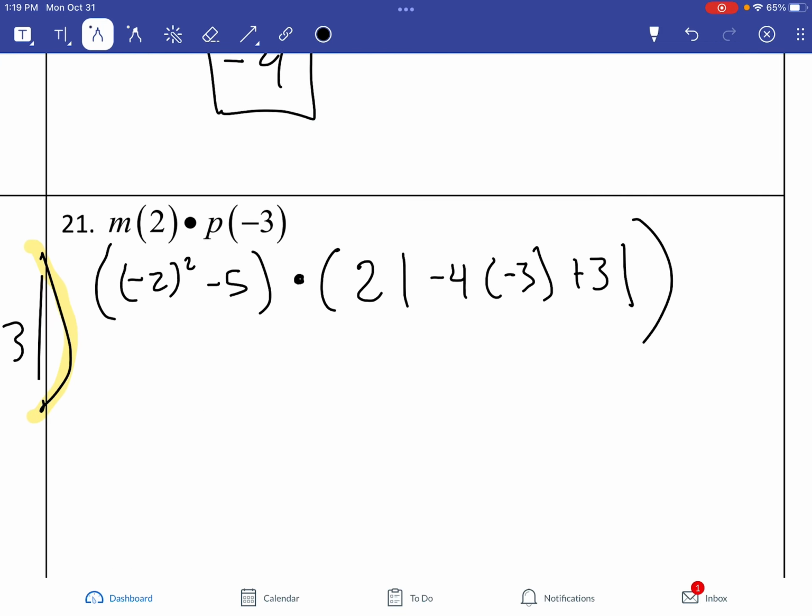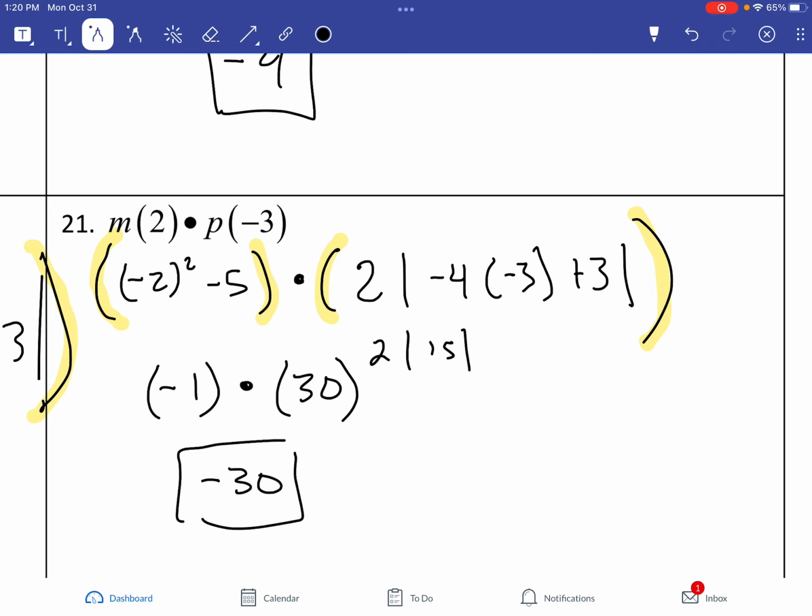So here we go. Again, putting parentheses around our values that we're putting into our functions, putting parentheses around all of the functions this time because we are multiplying them, so it's important that we find the answers to those pieces first before we multiply them together. Negative 2 squared, because the negative 2 is in parentheses, is positive 4, and 4 minus 5 is negative 1. Times, inside the other part, negative 4 times negative 3 is positive 12. 12 plus 3 is 15. So we have 2 times the absolute value of 15, which is still positive 15, and 15 times 2 is 30. Negative 1 times 30 is negative 30. And there you go.